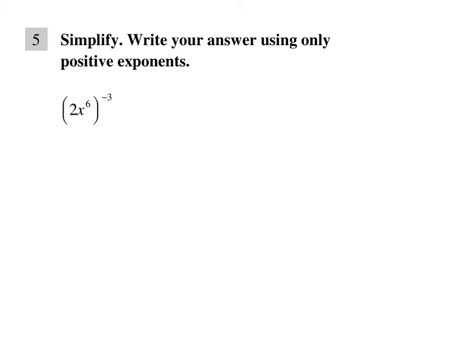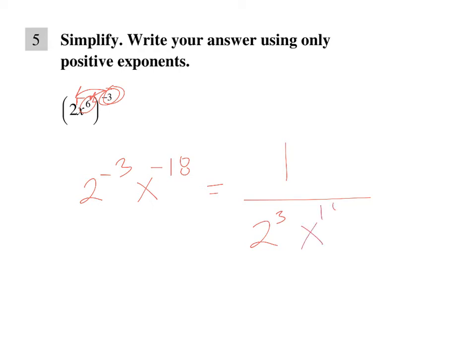For 5, simplify. Write your answer using only positive exponents. A big mistake a lot of students make here is that they don't put the 1 power here. There's always a power of 1 if you don't see anything. So I'm multiplying both of these powers by the negative 3 because it's a power to a power. So I have 2 to the negative 3 times x to the negative 18. And that's equal to 1 over, then I have 2 to the 3rd, then I have x to the 18th. So I have 1 over 2 to the 3rd power is 8. I have x to the 18th power. Done.